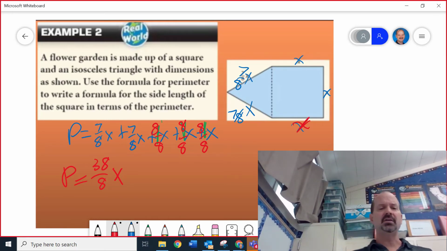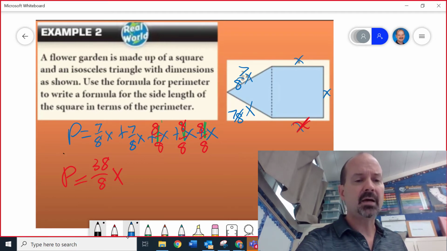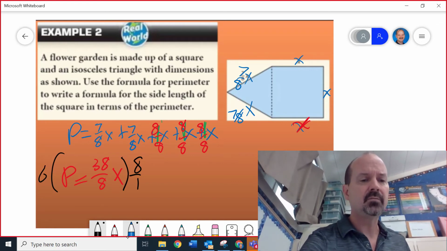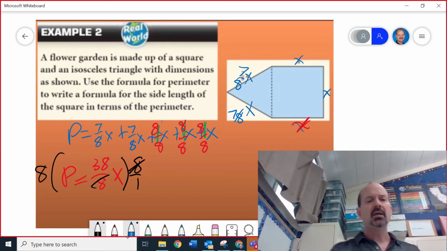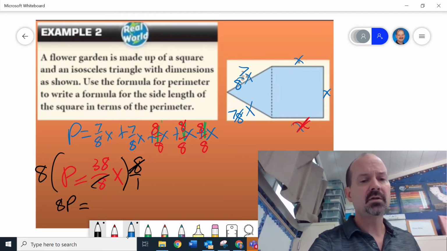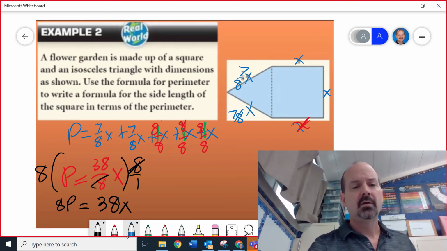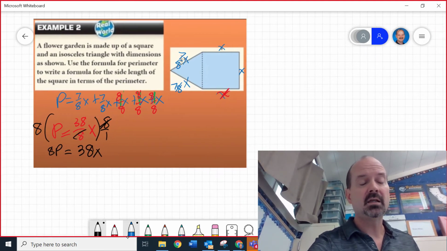So to solve this for X, first I get rid of the fraction by multiplying by the denominator. That's this 8. You can do 8/1 if you want. And these cancel. And then 8 times P is 8P equals 38X. Now, let's go ahead and make that a little smaller, move it up to the corner so I can get a little more room for scratch work.